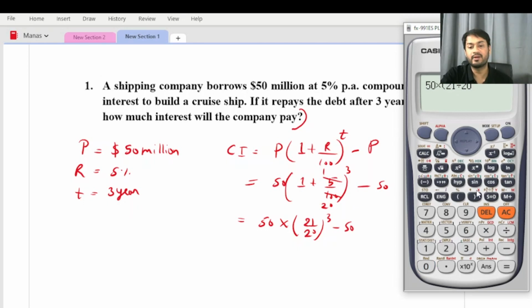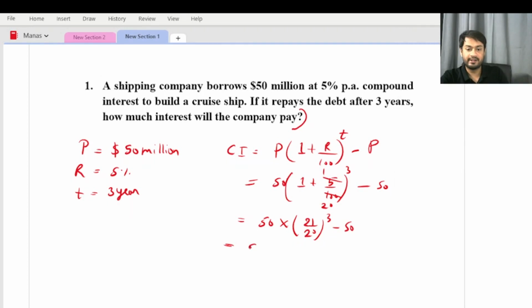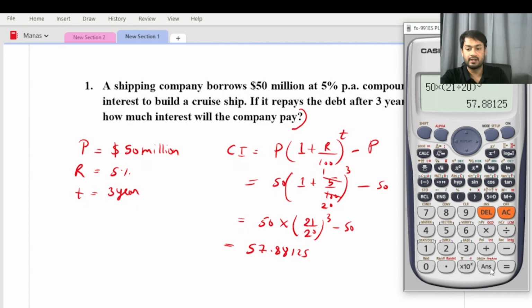So 21 divided by 20, and then the power will be 3, right? So the answer is 57.88125. So I will write here 57.88125. Okay, let's check whether it is correct or not. Yes, it is correct. Now the answer minus 50.